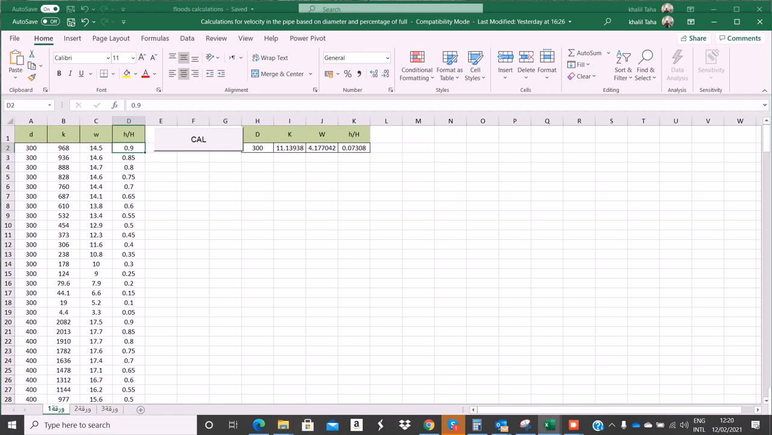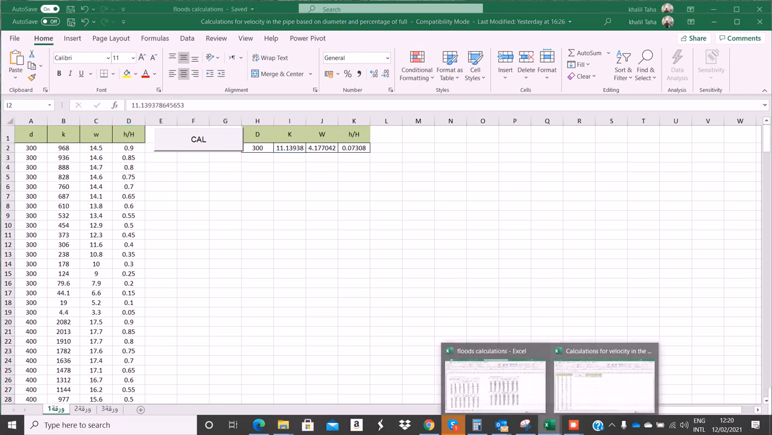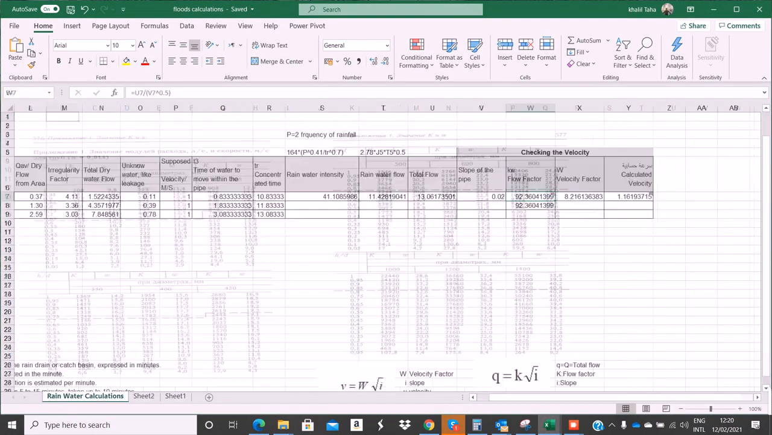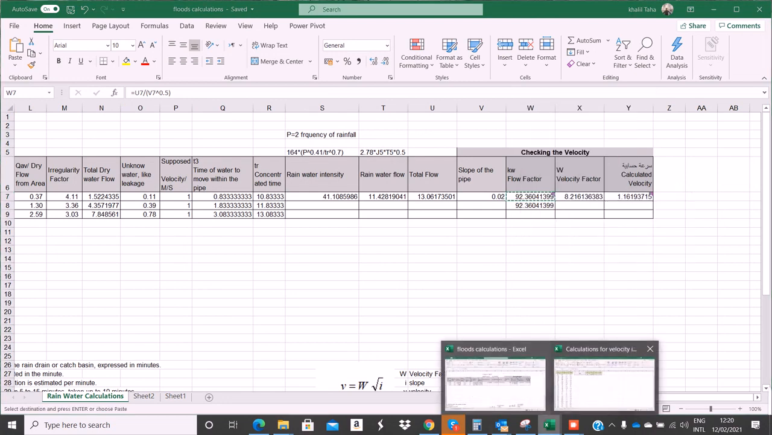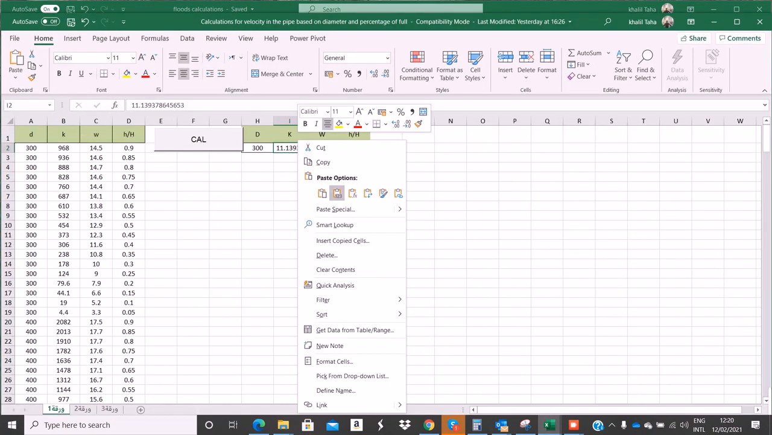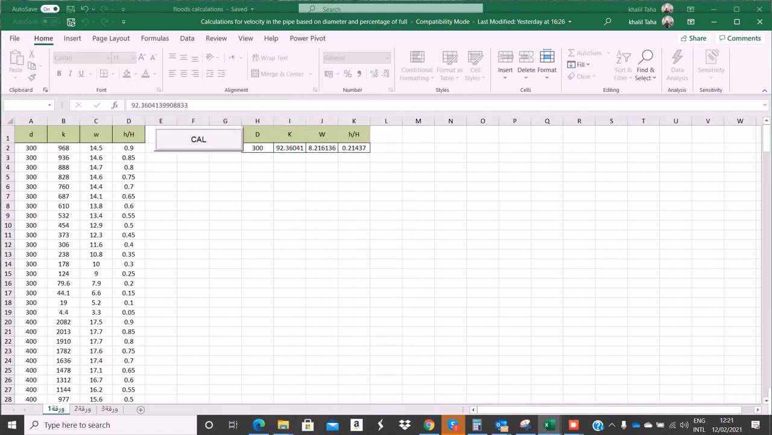Now I just want to put here the K that I get from my calculation. This is the K, I will just copy it. This is the kW, I will put it here. I will press calculation. Now I have the percentage of water for 300. Now I have the diameter of the pipe, which is 300.